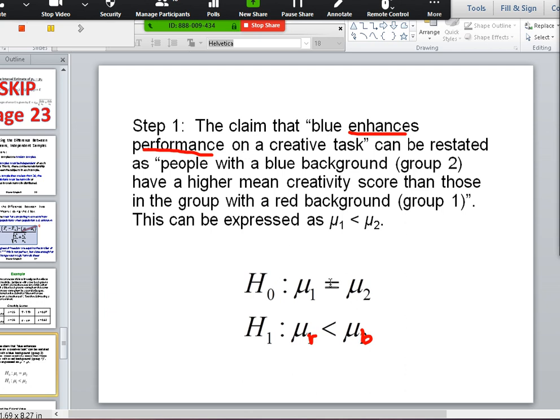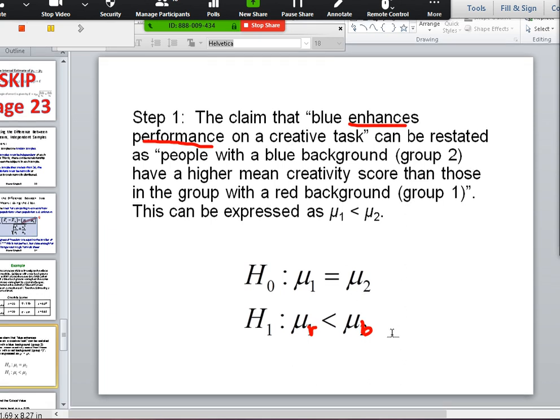So my H naught always, always, always equals mu1 equals mu2. Or if you want, you can put R and B. Mu R equals mu B. That's fine too. Those are just labels. You can call them R and B if you like, or 1 and 2 if you like. Doesn't matter. So the H1 will be that mu1 is less than mu2, or mu R is less than mu B, depending on how you want to label them. You guys are filling out these notes on your page 24.